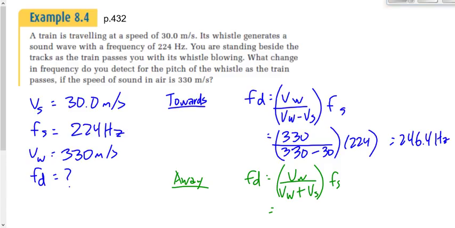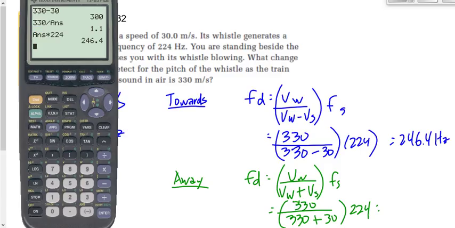So what do we got here? VW is 330 over 330 plus 30 times 224. What do we get there this time? We should get a number that's smaller, right, because it's going away from us. So we're going to say 330 over 360 multiplied by 224 gives us a value of 205.333.